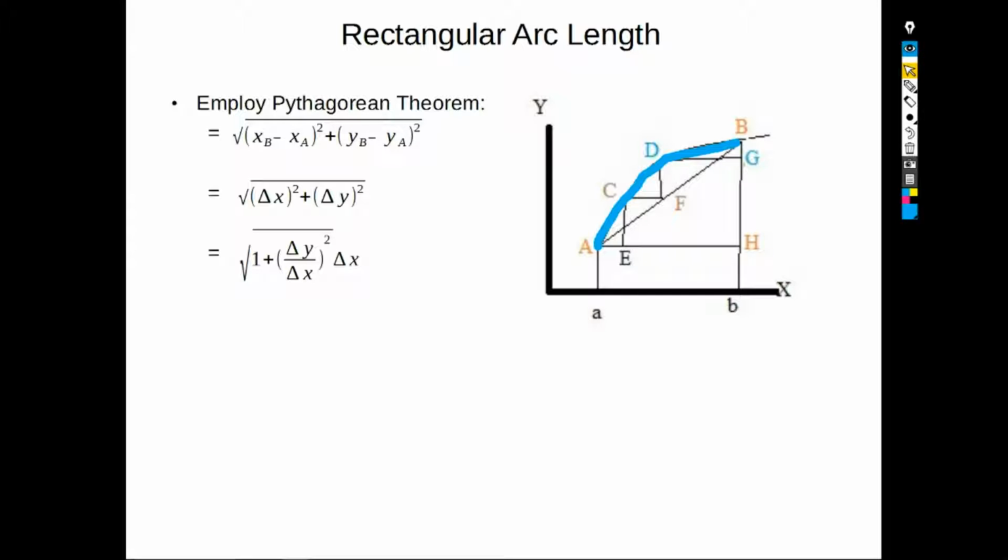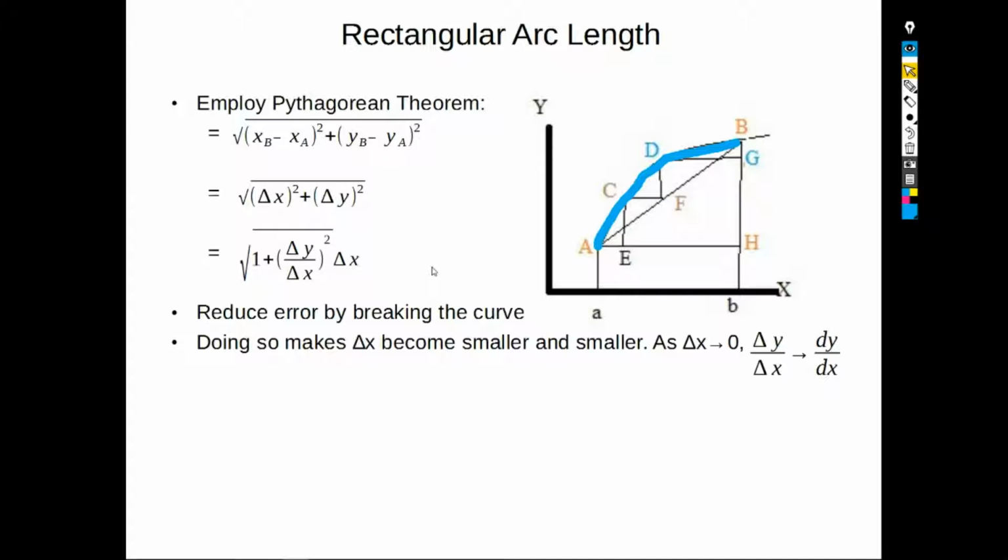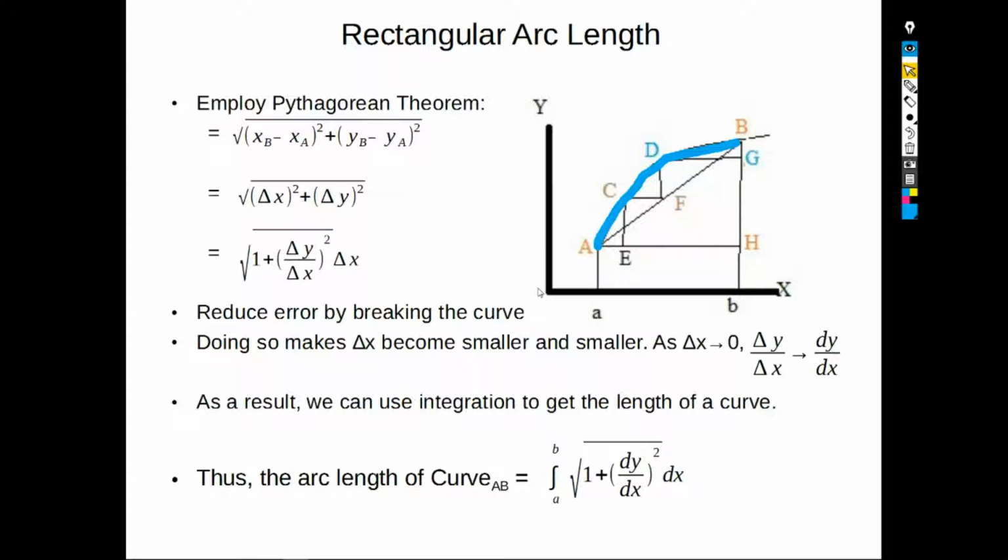So, how do we solve this error? We take delta x and make it smaller. This reduces the error. As delta x approaches 0, delta y over delta x approaches dy over dx. As a result, we can use integration to get the length of the curve. Thus, the arc length of this curve is the integral of the square root of 1 plus (dy over dx) squared, dx.